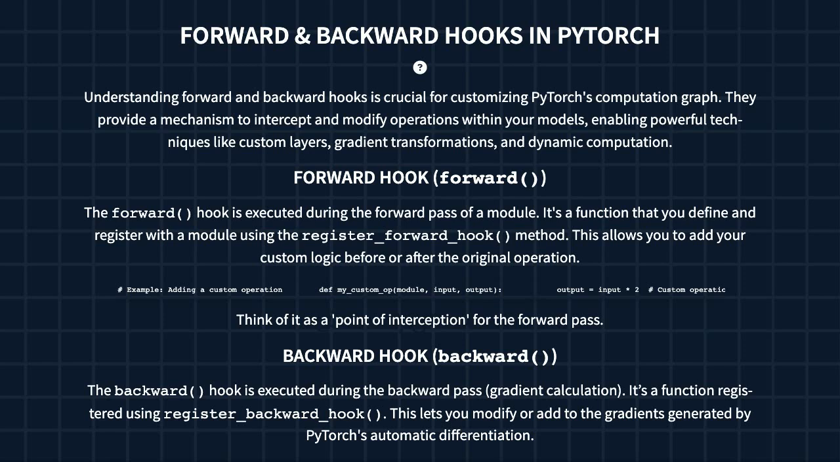During the forward pass, when your model is making predictions, the forward hook gets called. You can use it to do some custom processing before or after a built-in operation. It's basically an interceptor for the forward process. Then, during the backward pass, which calculates gradients, the backward hook kicks in. This lets you adjust those gradients, perhaps scaling them down, adding a term, or even defining new ones if something doesn't have a gradient automatically. It's key for things like custom layers and advanced gradient manipulation.